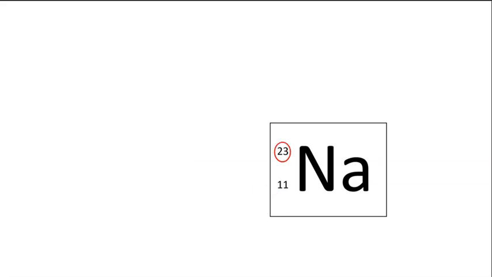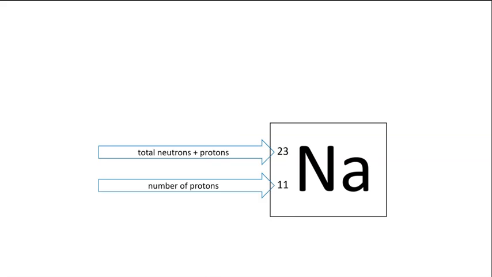How about the other number, 23? What's that? Well, that's the mass number. That's our total number of particles in the nucleus of the atom. That means the total number of neutrons and protons. Both of those are in the nucleus of each atom. And these are the particles in an atom that give it its mass, and that's why we call this the mass number. So for sodium, there are 23 neutrons and protons together in the nucleus. So in summary, our atomic number, the smaller number, is our number of protons, and the larger number, our mass number, is the total number of neutrons and protons together.